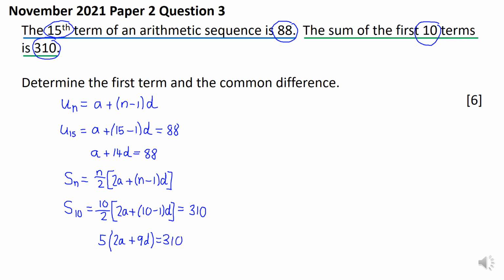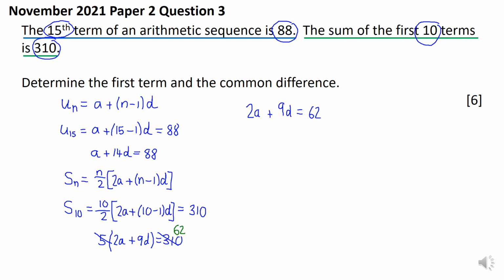Okay, we can simplify this equation. We can divide both sides by 5. So we can divide the left-hand side by 5, we can divide the right-hand side by 5, and that will give us 62. And so we can write 2a plus 9d equals 62. And this gives us a second equation.